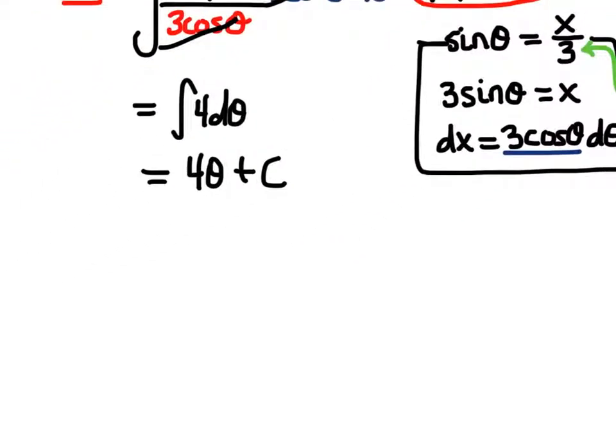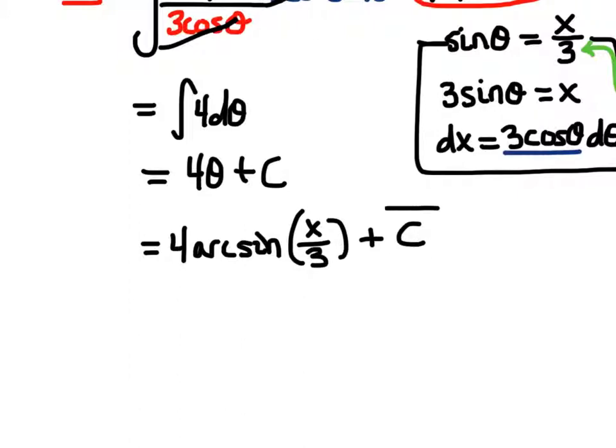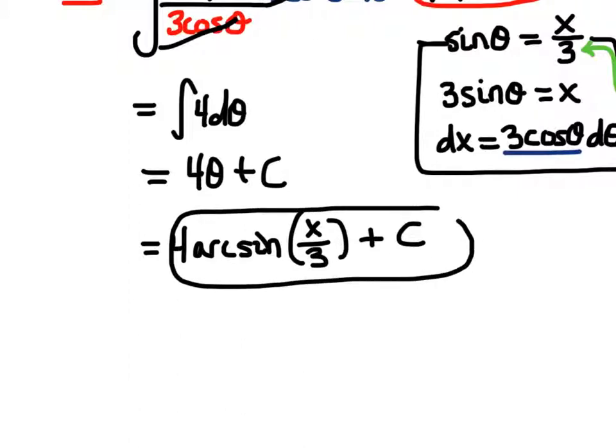So we come back over here and replace theta with what we found, so we have 4 times arc sine of x over 3 plus our integration constant c. And that would be your final answer.